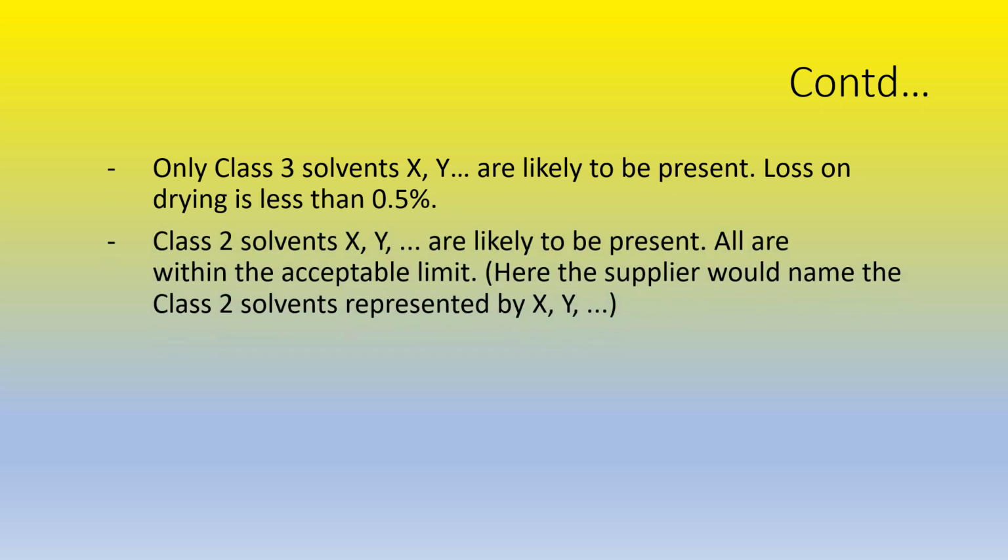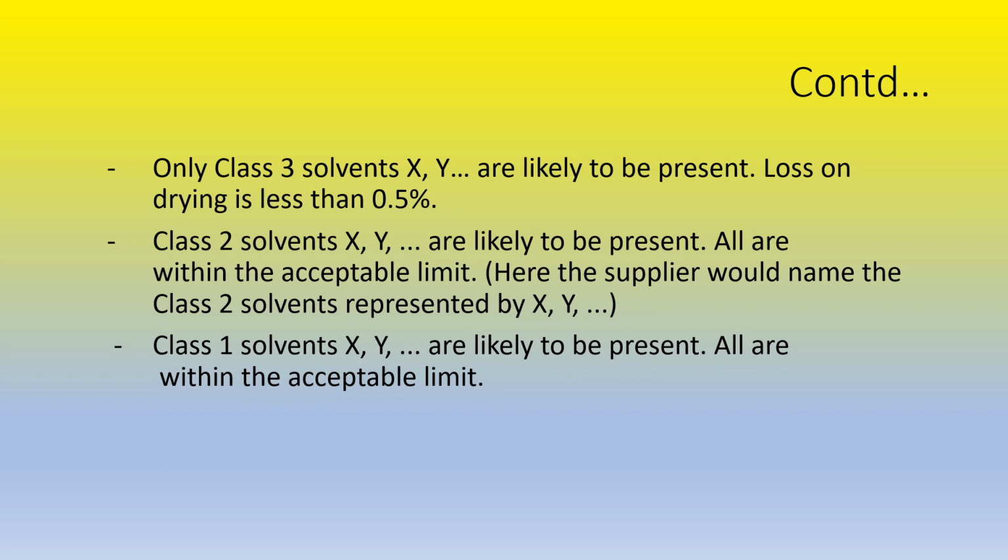Class 2 solvents X, Y, etc. are likely to be present. All are within the acceptable limits. Here the supplier would name the class 2 solvents represented by X, Y, etc. So this statement will be okay for class 2 solvents. Class 1 solvents X, Y, etc. are likely to be present. All are within the acceptable limits. So as in the case of class 2, a similar statement can be made for class 1 also. No class 1 solvents are used in the process. If there are no class 1 solvents used in the process, it can be declared so.